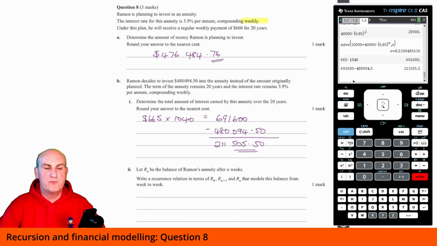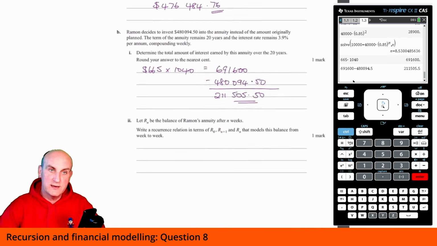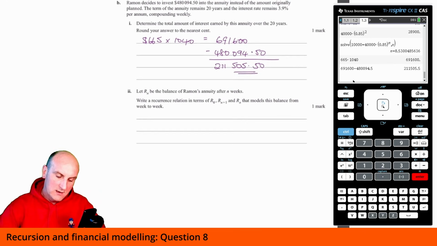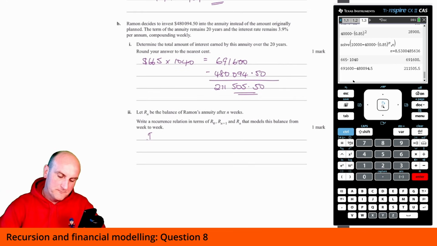Let Rn be the balance of Ramon's annuity after n weeks. Write a recurrence relation in terms of R0, Rn plus 1, and Rn that models this balance from week to week. Okay, then. So let's just scroll that up a little bit. So we know that R0 is the value that they told you, 480094.50, comma, R of n plus 1 is equal to, I need that interest rate.